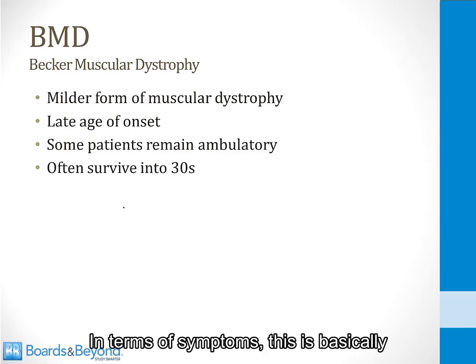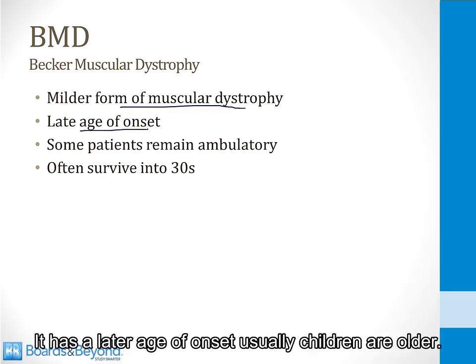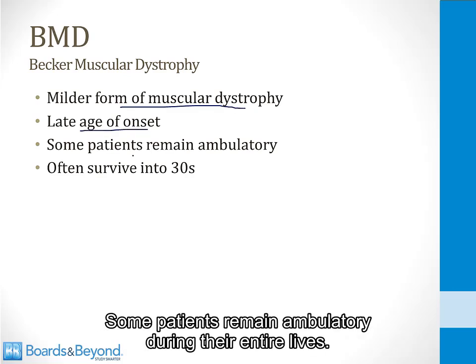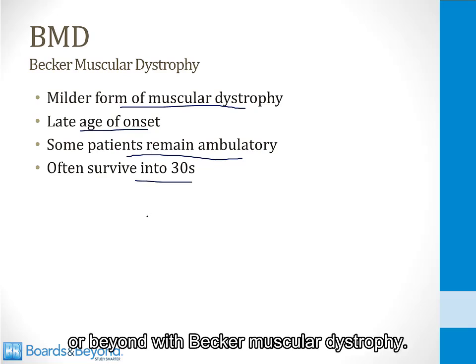In terms of symptoms, this is basically a milder form of muscular dystrophy. It has a later age of onset. Usually children are older. Some patients remain ambulatory during their entire lives, and patients often survive into their 30s or beyond with Becker muscular dystrophy.